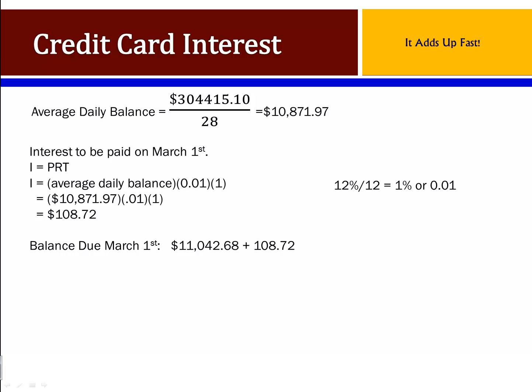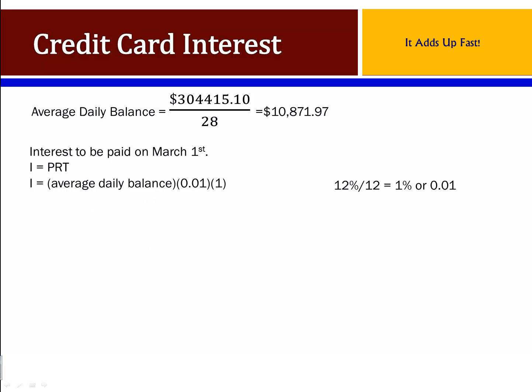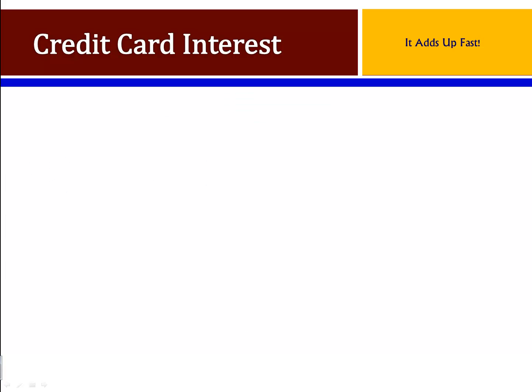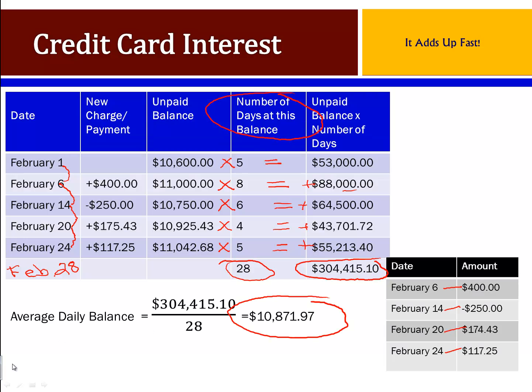That means that the balance due is $11,042.68 plus $108.72. Now let's go back to see where that $11,000 comes from. If you go back to your last table, the balance at the end of the month was $11,042.68. That's the balance on the last day of the month.